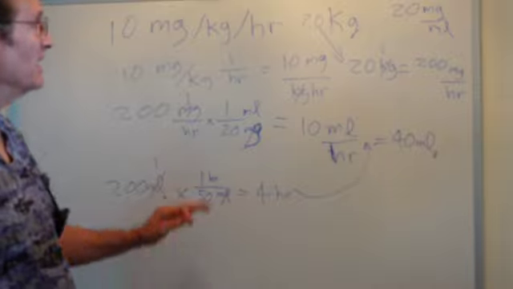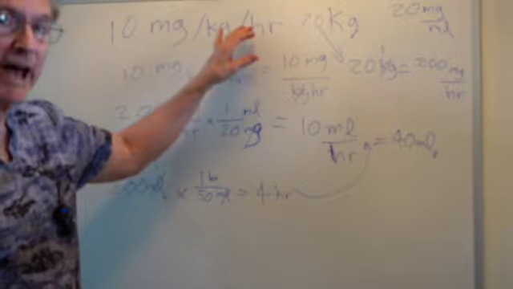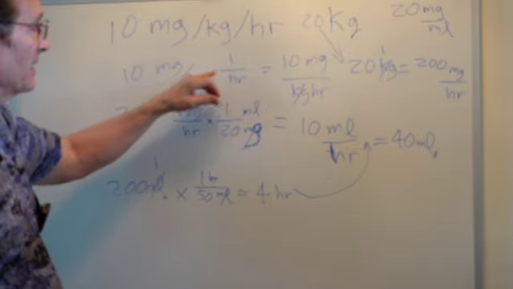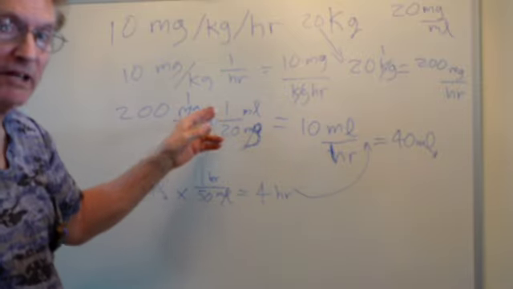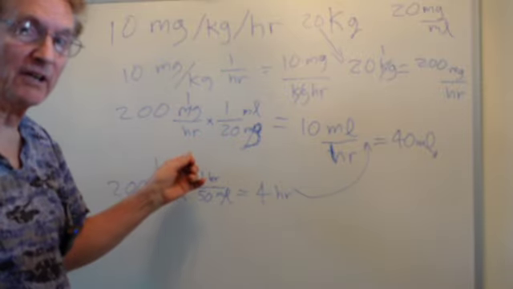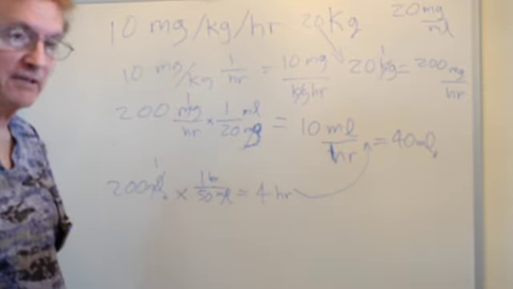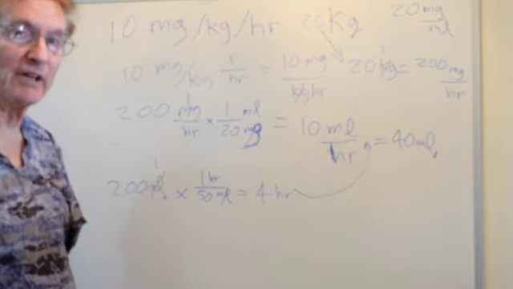So the bottom line: convert text to math, write it like this, multiply by the reciprocal of the denominator, and then hopefully the dimensional analysis will make more sense.